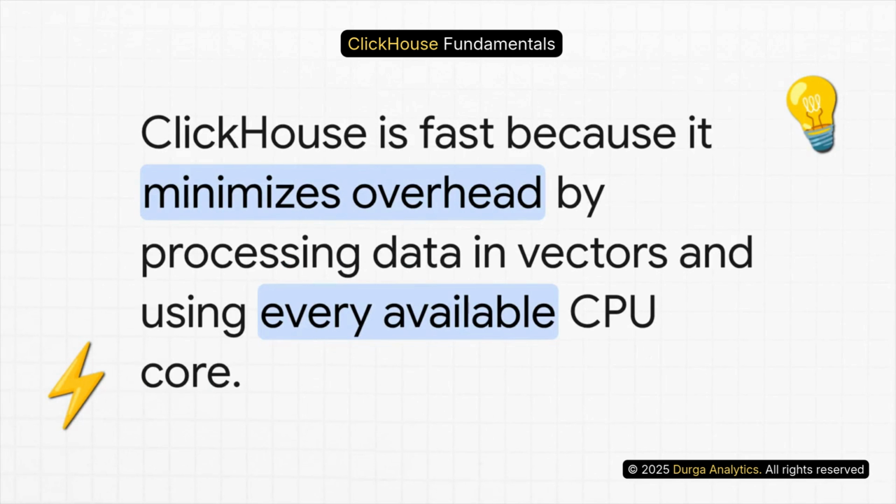So let's wrap this all up. The secret to ClickHouse's speed isn't just one thing. It's a whole philosophy of being obsessed with minimizing overhead at every single step. It does this by processing data in these efficient vectorized blocks and by throwing every single available CPU core at the problem, making sure your hardware is used to its absolute maximum potential.